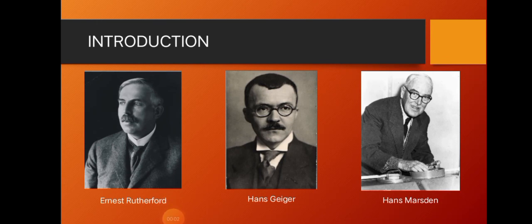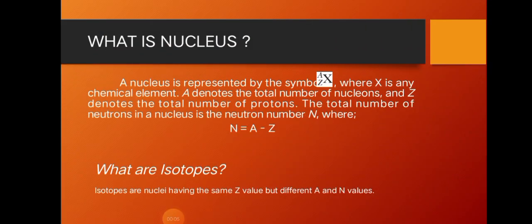As we go on, what is a nucleus? A nucleus is represented by the symbol AZX, where X is any chemical element. A denotes the total number of nucleons, and Z denotes the total number of protons. The total number of neutrons in a nucleus is the neutron number N, where N is equal to A minus Z.